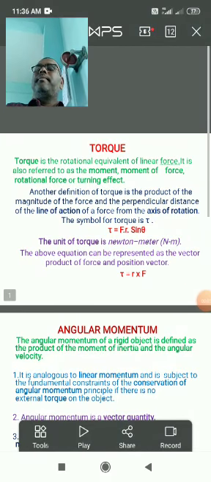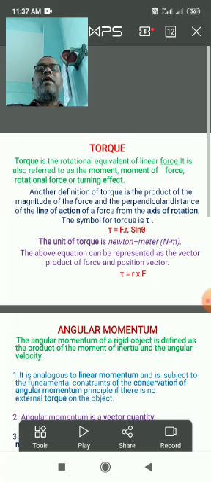Torque is the rotational equivalent of linear force. It is also called the moment of force, rotational force, or turning effect. Another definition of torque is the product of the magnitude of the force and the perpendicular distance of the line of action of force from the axis of rotation.